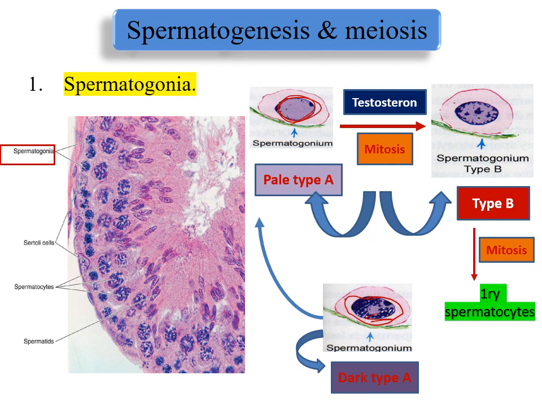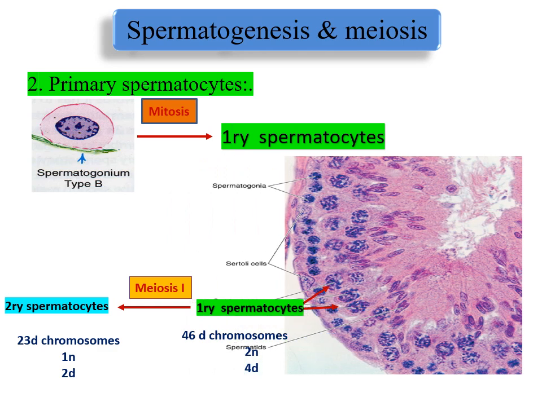Type B spermatogonia divide by mitosis under the effect of FSH hormone to give rise to primary spermatocyte, and this happens during puberty. For the primary spermatocyte, it originates from type B spermatogonia, okay, and it is present in the beginning of the luminal compartment. It is the largest cell in the seminiferous tubule.